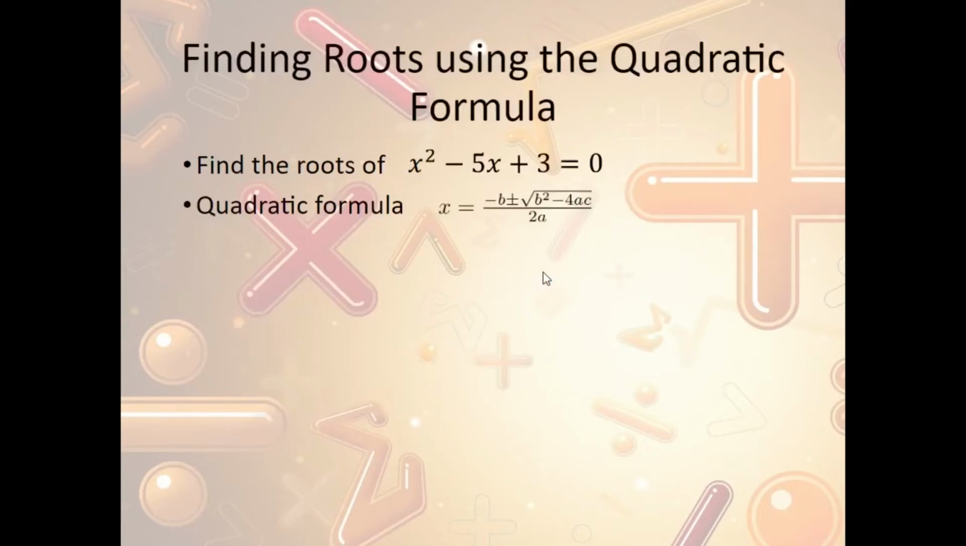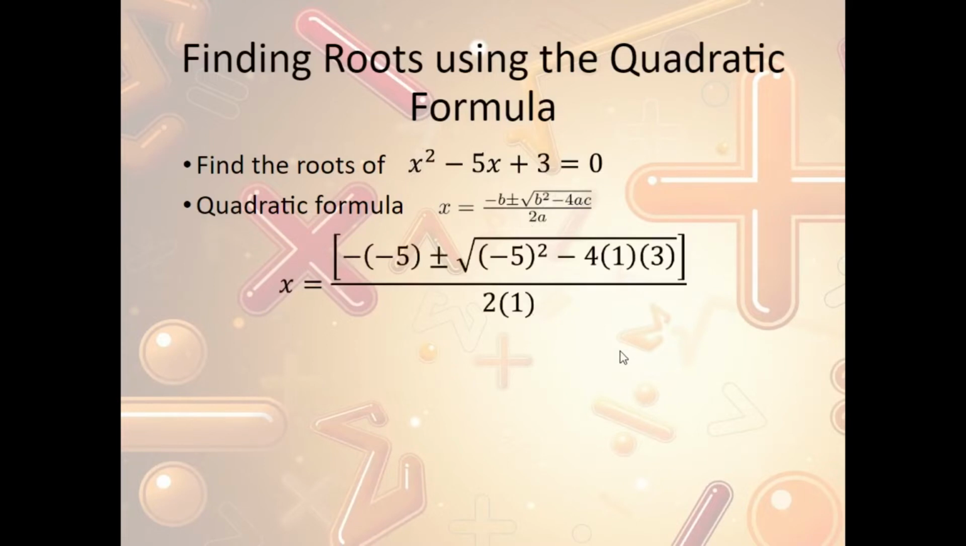Okay, so let's take a look here. So we're given x squared minus 5x plus 3 is equal to 0. And we're asked to use the quadratic formula. So we're going to plug in. So negative b, so that becomes negative negative 5, which is positive 5, plus or minus negative 5 squared minus 4 times a, which is 1, times c, which is 3, over 2 times a, which is 1. And we end up with this. So all I did was plug into the formula.